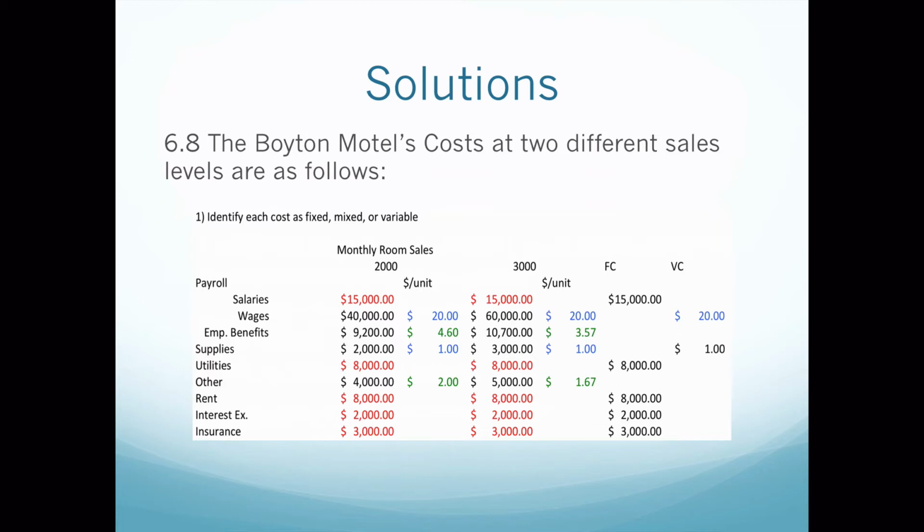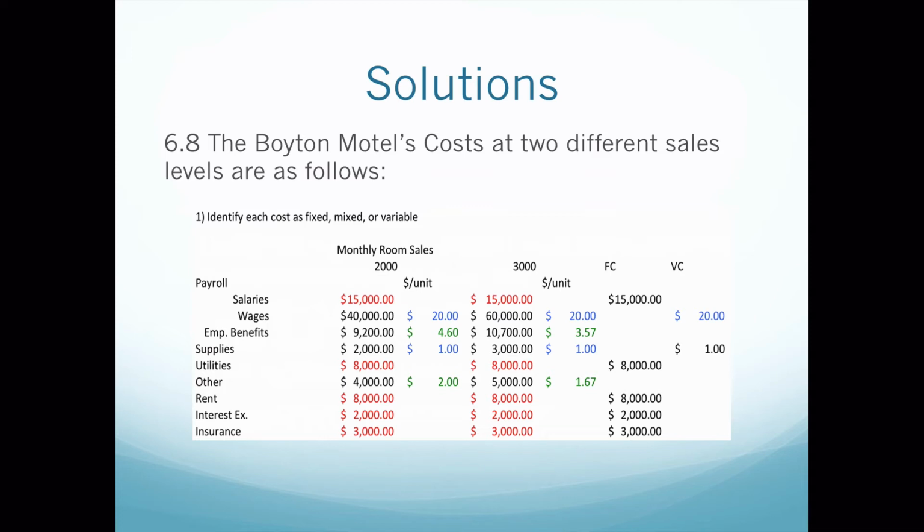And then again, supplies is a variable cost, and I went ahead and did the math of 2,000 divided by 2,000. I get $1 per unit, and the same thing when I do the supplies for 3,000 units, because it's $3,000, it's $1 per unit. So we know that the variable cost is $1 per unit. So I move that over to the variable cost column.